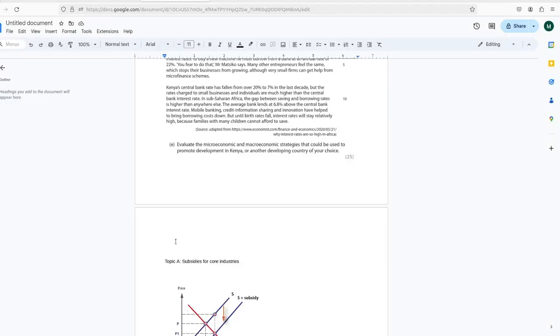This is a 25 marker from paper 3 of Edexcel. It reads, evaluate the microeconomic and macroeconomic strategies that could be used to promote development in Kenya or another developing country of your choice.